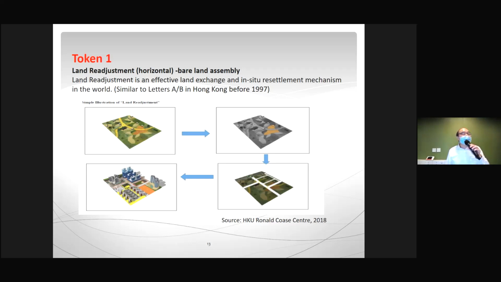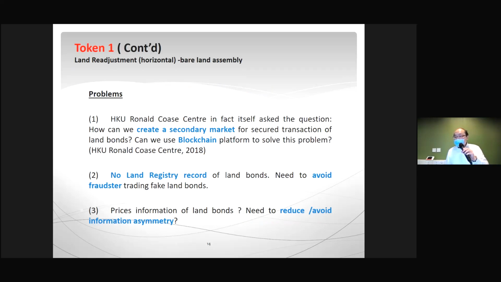Otherwise, Hong Kong will not be able to build new towns using the market method. The government is now considering using land resumption orders by force of law, not by force of the market. So my token one is to use the market to trade the pieces of land. However, you also asked how can we create a secondary market? Can we use blockchain to solve the problem? And my answer is yes.